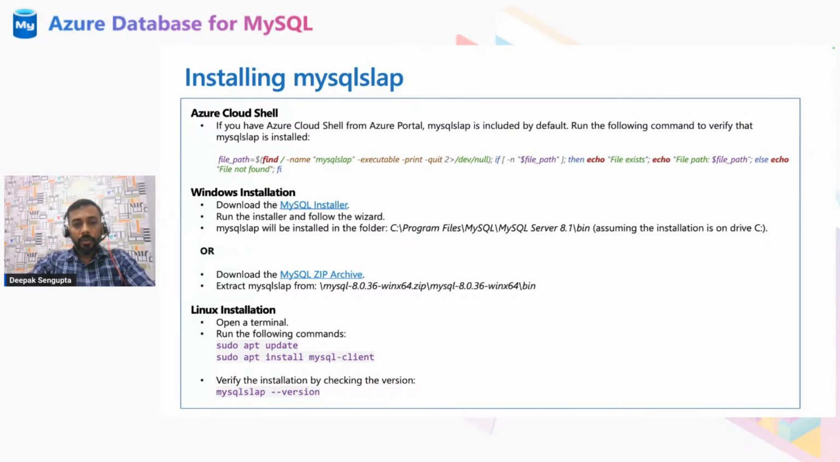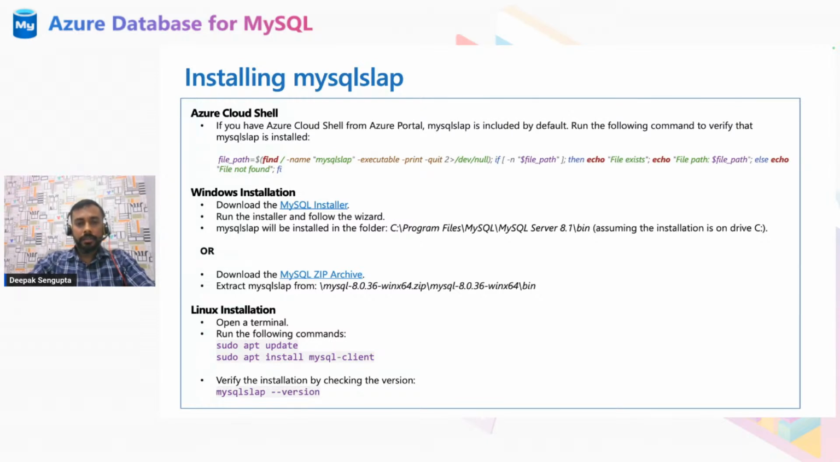Now, for Windows installation, you can browse the MySQL community downloader page to download the MSI installer, which is basically the MySQL Server installer. As I have mentioned, the MySQL slap utility is bundled with the MySQL Server package. The other option is you can download the zip file, which contains the exact set of binaries that we get after installing the MySQL server on a Windows system.